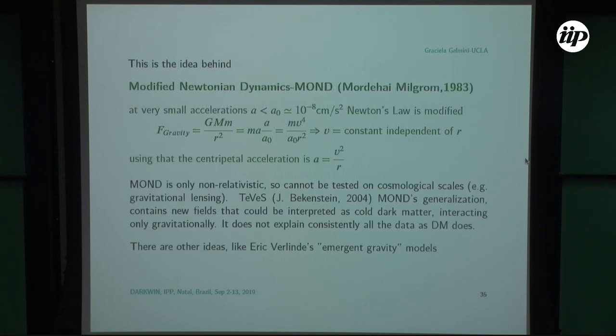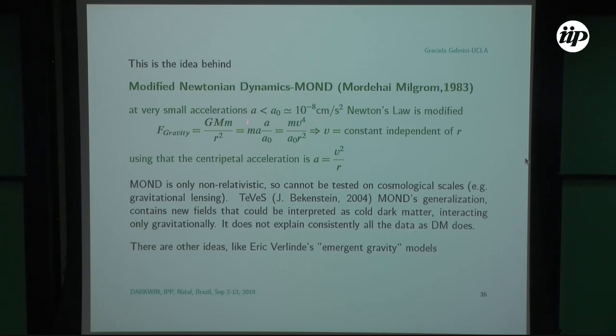So this is the idea behind modified Newtonian dynamics, MOND. This was done in 1983, long ago. The idea was very simple to start with, that actually for very small accelerations, accelerations are smaller than 10 to the minus 8 centimeters per second squared, Newton's law is modified, particularly the right-hand side is modified. Instead of having ma, you have ma squared over a0.